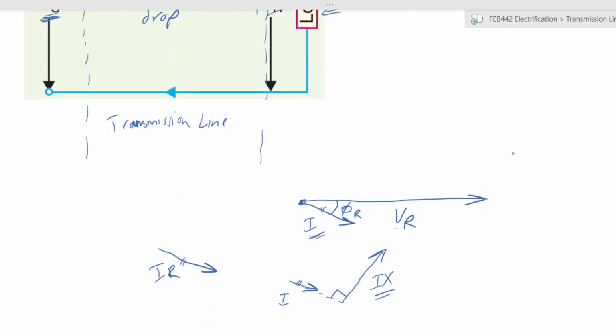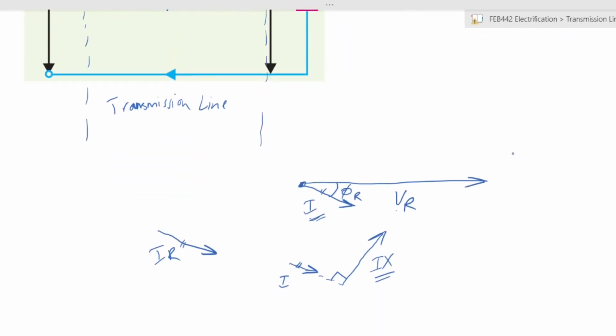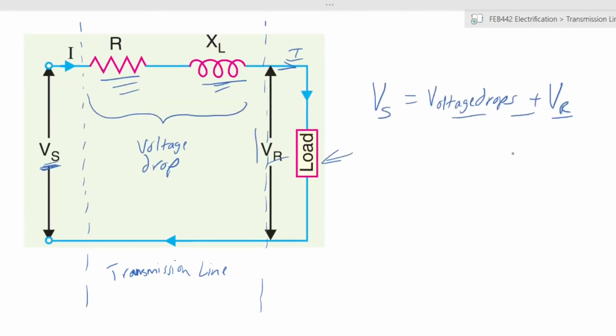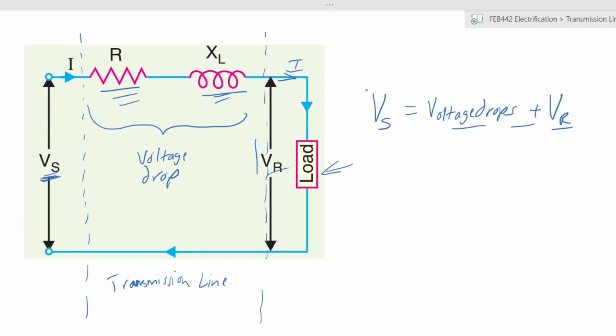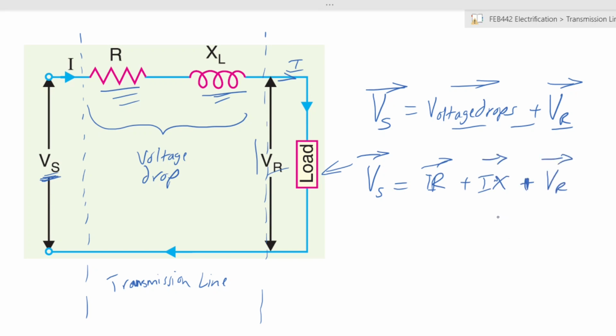Now, if we look at it from the vector point of view, the vector value of Vs will be found by adding up all those vectors. IR is a vector, IX is a vector, and VR is a vector because each has a magnitude and a direction. The direction in this case is the phase angle. So in order for us to identify Vs, we need to add up all the vectors.